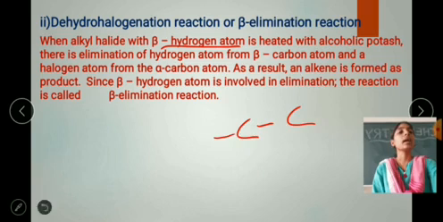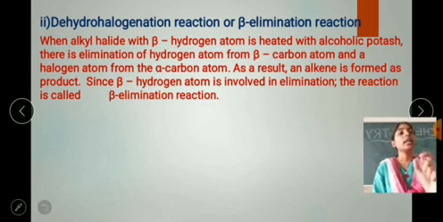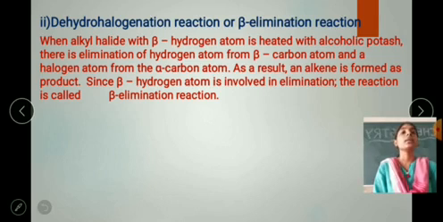So when an alkyl halide with beta hydrogen atom is heated with alcoholic potash, that is KOH, potassium hydroxide, there is elimination of the hydrogen atom from the beta carbon atom and a halogen atom from the alpha carbon atom. The halogen, which is the functional group on the alpha carbon, is eliminated, and the hydrogen on the beta carbon is also eliminated. Since the hydrogen on the beta carbon is eliminated, it is called beta elimination reaction, and it is also called dehydrohalogenation. A hydrogen is eliminated along with a halogen, right?